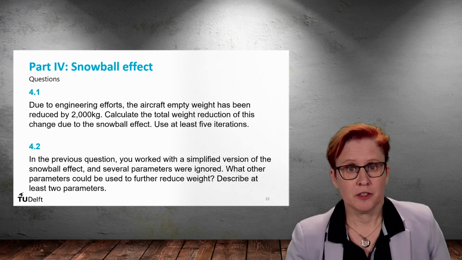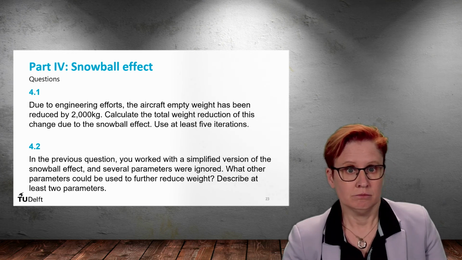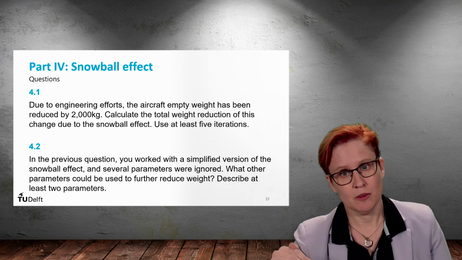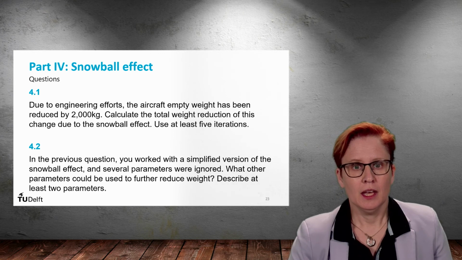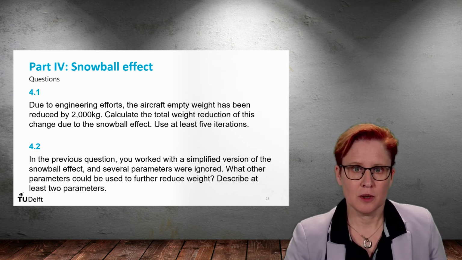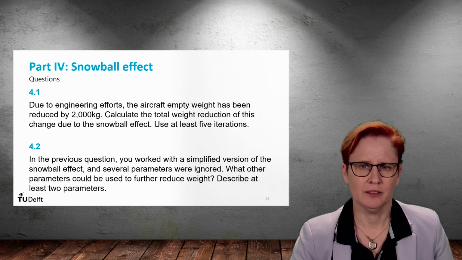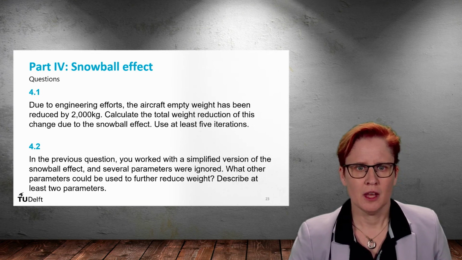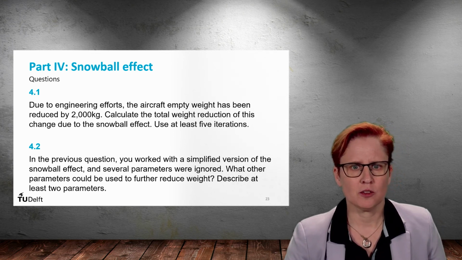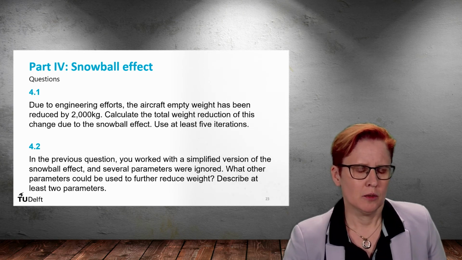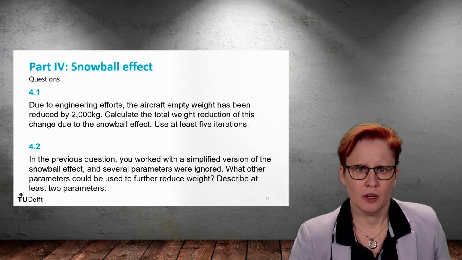We want to see 5 iterations, as I said, and then we should see a nice table of how much the weight reduces. In view of that, the second question, this was a very simplified version of the snowball effect. And we ignored a few parameters. So here's where we want you to reflect on what other parameters you could have used to further reduce weight.